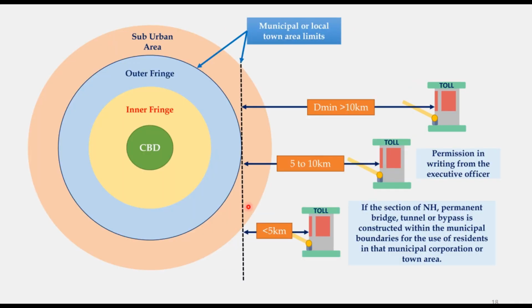The criteria for toll plaza near municipal boundaries are illustrated in this figure. The minimum distance from the municipal or local town area limit should be 10 km. For lower than 10 km but more than 5 km, permission is required in writing from the executive officer. Less than 5 km is applicable only if the section of national highway or permanent bridge, tunnel or bypass is constructed within the municipal boundaries for the use of residents in that municipal corporation or town area.